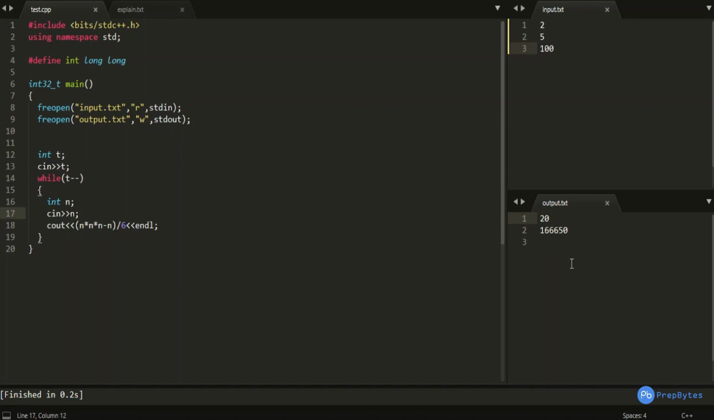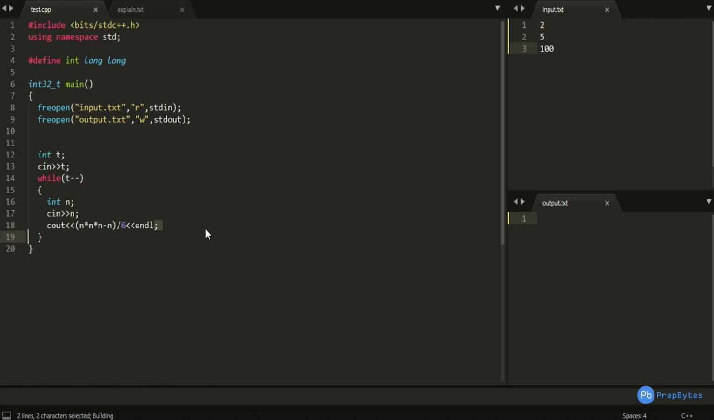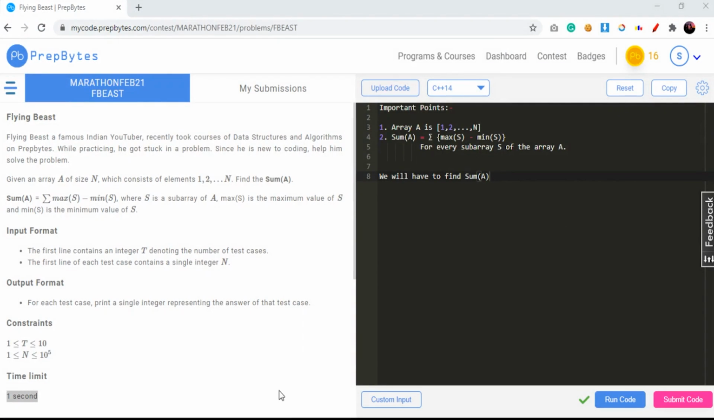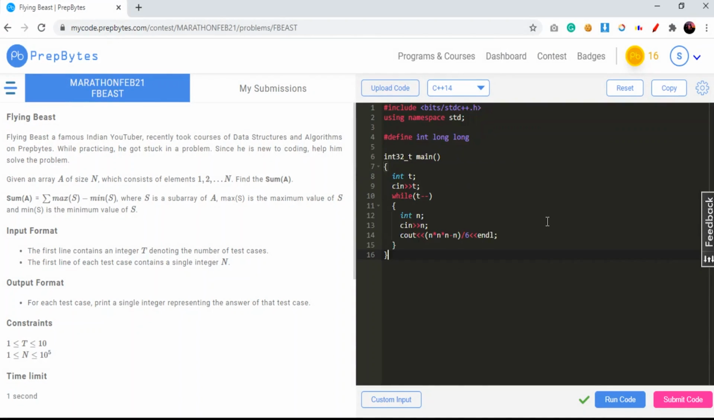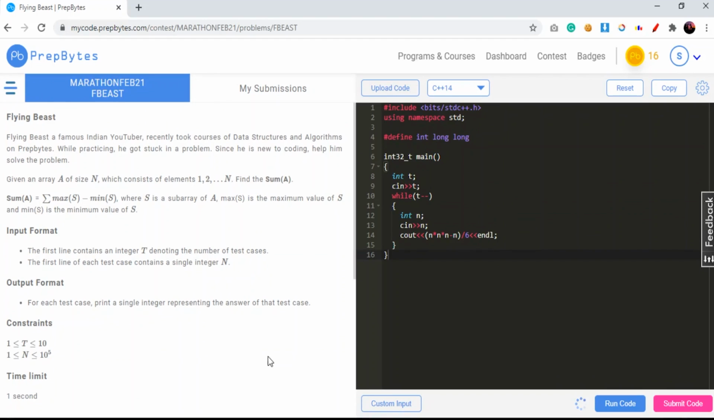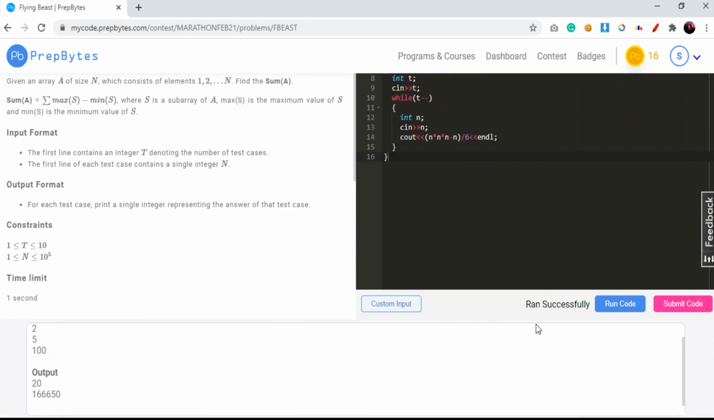So let us see if this is working fine for the sample test case. We are compiling it. Let's now run it. Yeah, it works fine for the sample test case. Let me remove these few open lines and submit this code on the PrepBytes platform. Okay, now let us run this code first. Okay, so it ran successfully and is giving the correct output. Let us submit this one now.